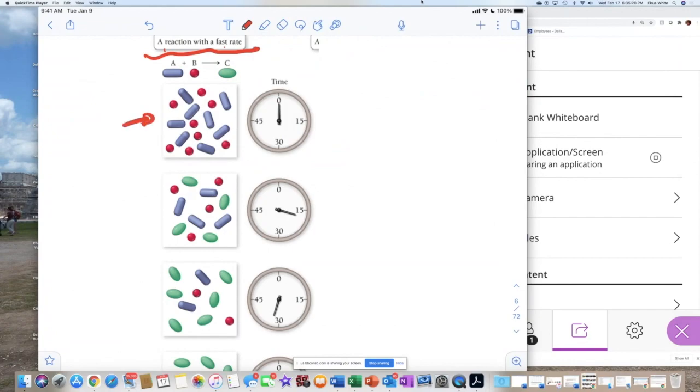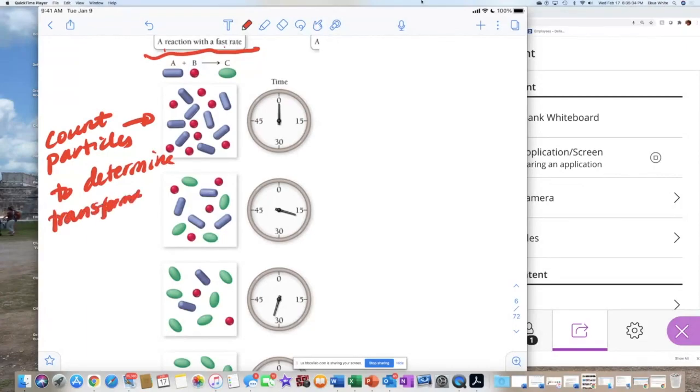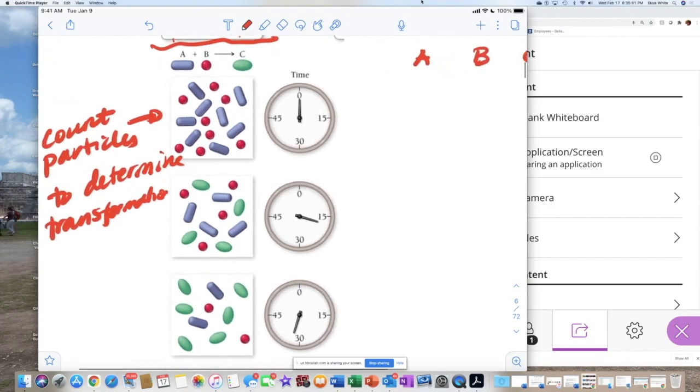So when you see this, your first response is count. Count particles to determine transformation. So what I'm going to try to do right here, y'all, is count. I'm going to try to talk about what I'm counting so I can be counting the same thing, right? Okay, I'm going to start by counting A. And then I'll do B and C at the same time so I don't get confused. I'm counting A.